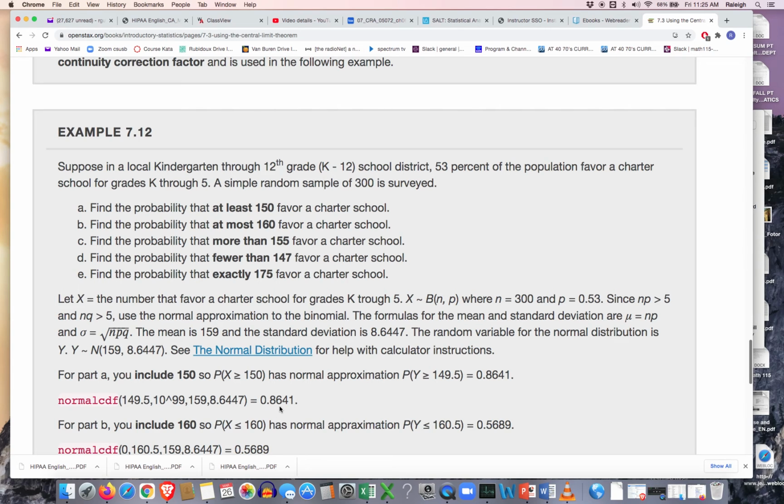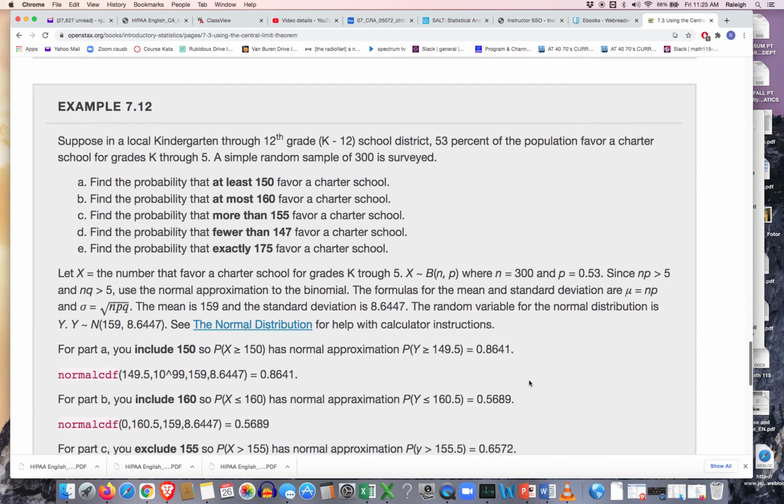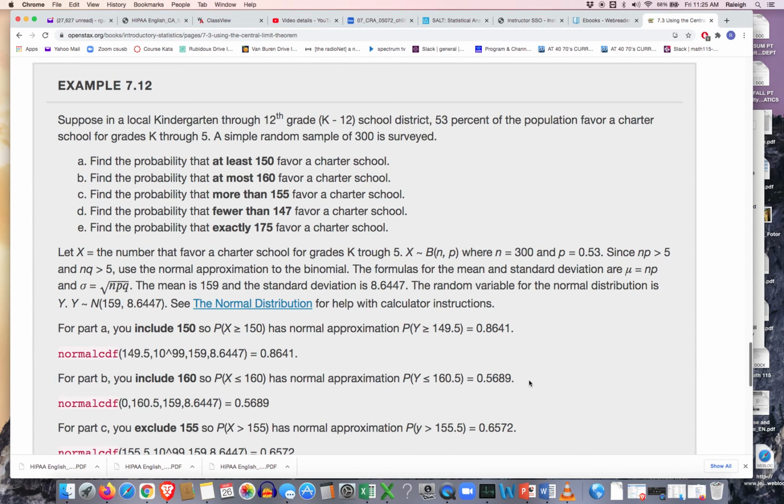You could also use the z-score, and that value would be 149.5 as found before, minus the 159, the mean, and then divided by 8.6447. That yields a moderate z-value of minus 1.10, from which you'll go greater than that. If you're using the table, you would have to subtract the value from 1. So minus 0.1357 yields a 0.8643, very close to 0.8641. Not exactly the same, but not very far away.